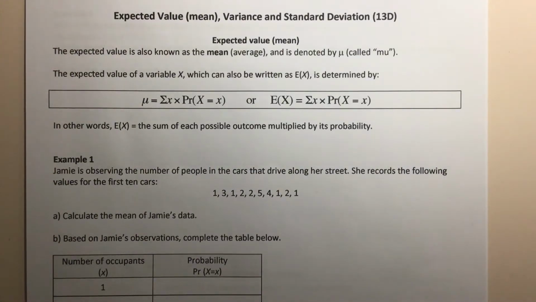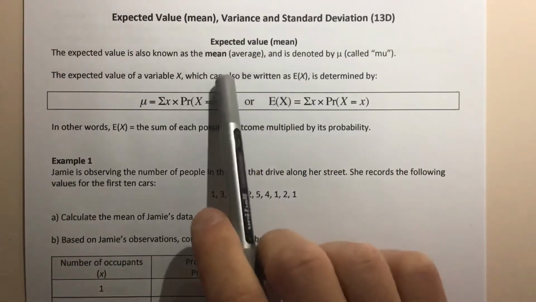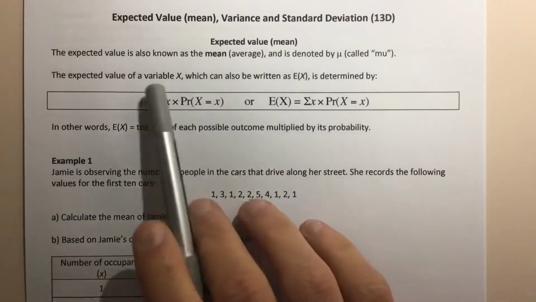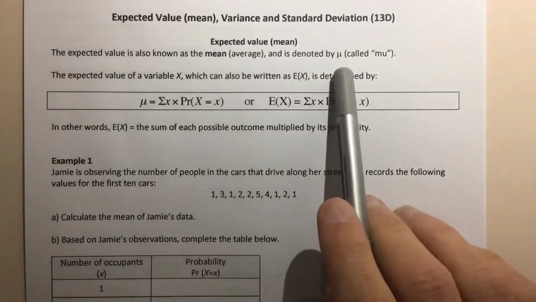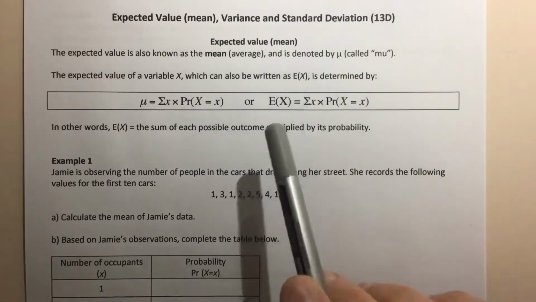In this video, we're looking at 13D, which covers the expected value, the variance, and the standard deviation of a discrete probability distribution. So let's get into it. Let's start with the expected value, which is also known as the mean, or the average. It's denoted by this symbol here, which we call mu. Kind of looks like a U if it had a little tail at the front.